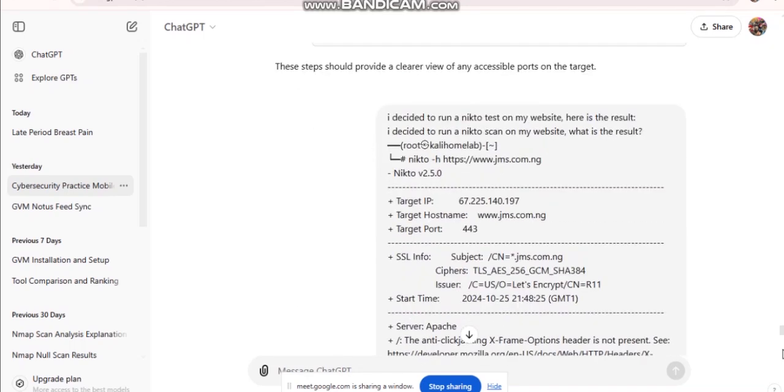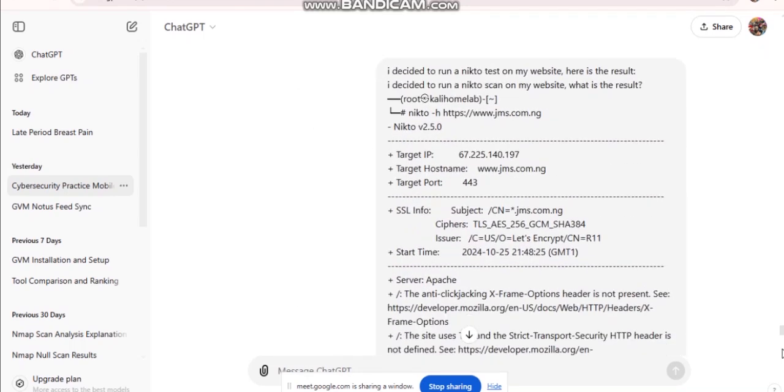Okay. I think I'll get the compile later. So I decided to run Nikto test. Someone should just pen down Nikto, so you could look up on Google what good documentation it has, what it is. But it worked the first time I used it here. So I used it to test on my website, and here is the result.